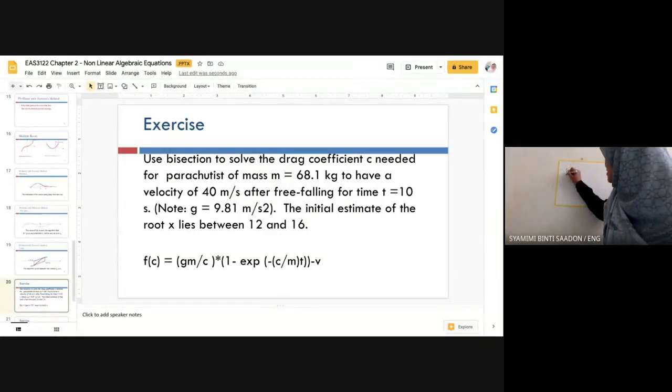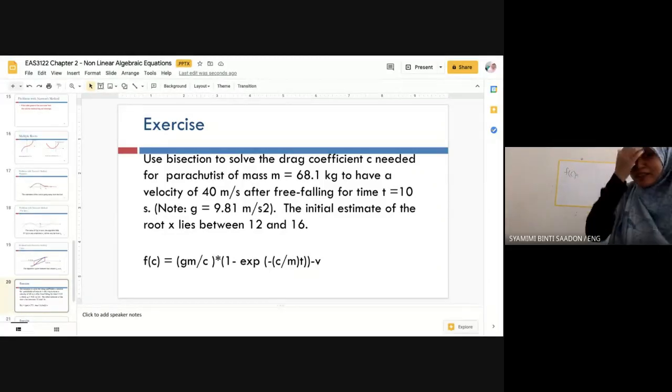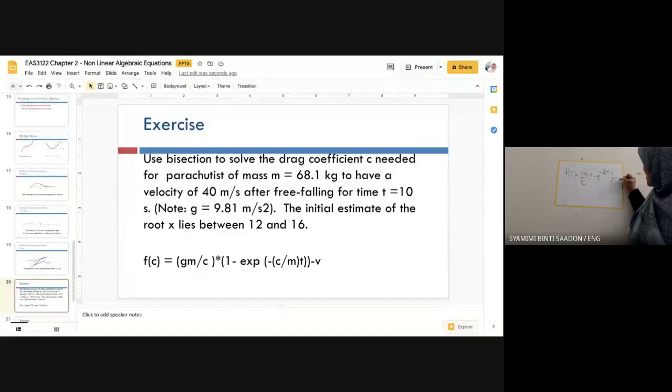So f(c), the equation is like this: 1 minus exponential of minus c over m t, minus v, velocity.